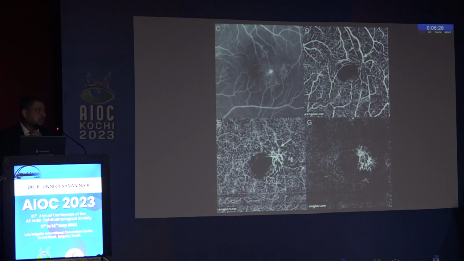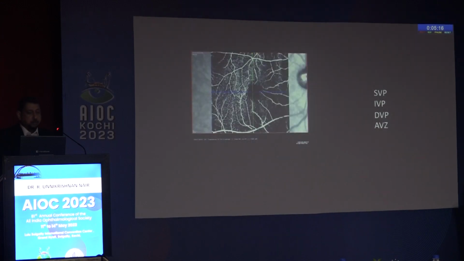You are not supposed to see any vasculature in the avascular layer, and if you see vasculature in the avascular layer, that's a CNVM. So it's very simple. It's a CNVM. Therefore, it has become proliferative. So just look at this picture.